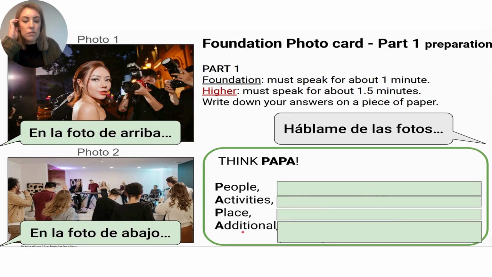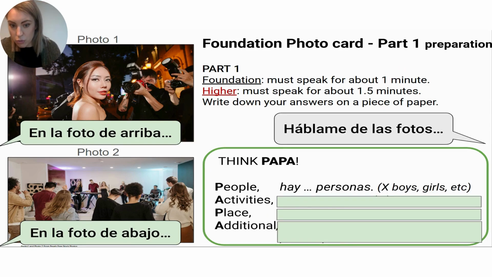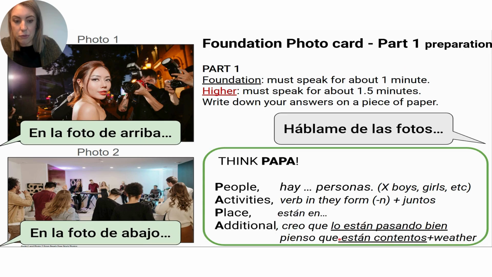Okay, so if you haven't paused the video, I'm assuming that you maybe need some guidance. I'm going to go through it and then let's go. So personas, that's what I was saying, form N, están en, and so forth. So you could say, en la foto de arriba hay una persona y unas personas con fotos o con cámaras de fotos.